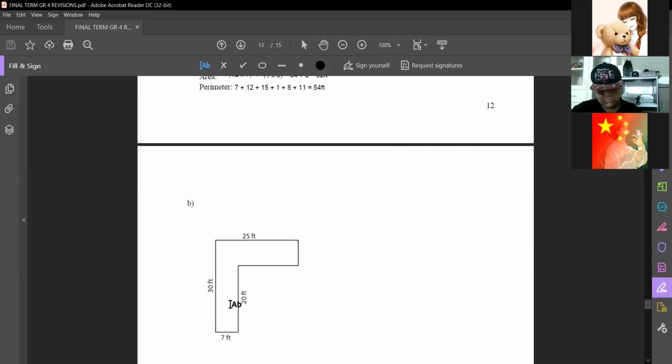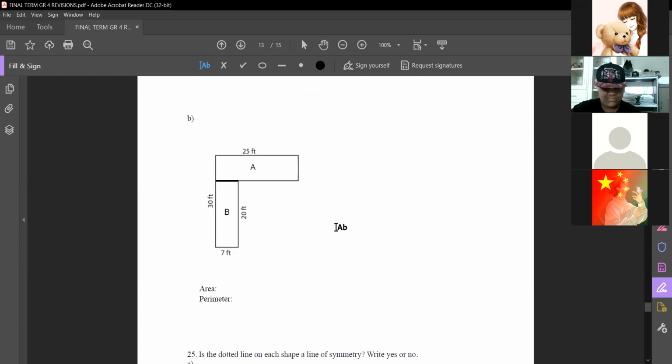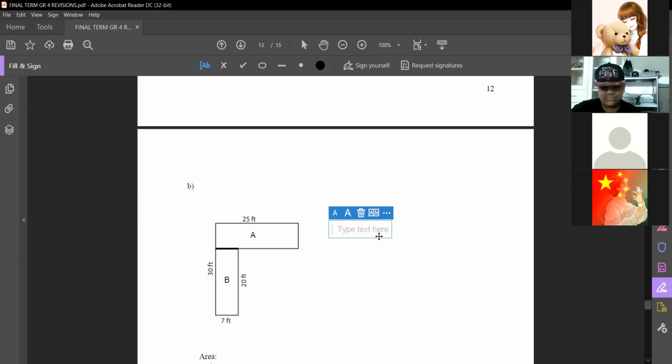Before that, do you want to cut it this way or this way? This way. Okay, we are going to cut this way. Very good. So we can put this as A and this one as B. So I separate it into two shapes because this is a compound shape, so we cannot count the area and perimeter together. So now what is the formula for area, class?